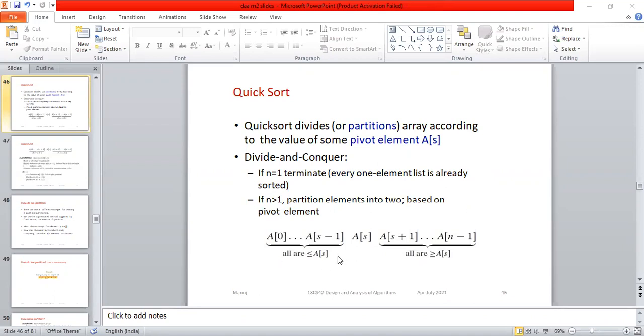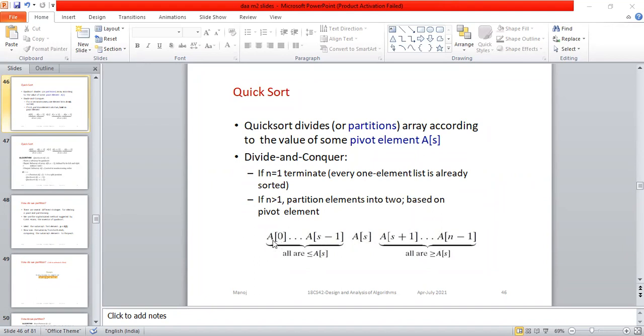Here you see the pivot element structure we have taken. Here the pivot element is A of S. The left side elements should all be less than A of S. For example, you can take A of S as 10. On the left-hand side, you should have all the elements less than 10, like 3, 2, 1. All these elements are less than 10 only.